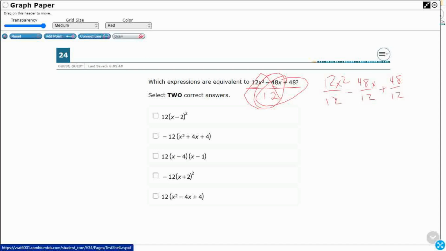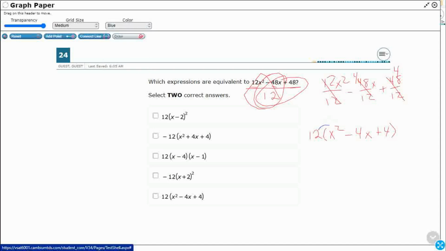Let's see what we get here. So that's just going to be x squared minus, that's going to leave a 4 there, 4x, and then that's just going to be a 4. Now, I can't just leave it like this. That's not equivalent. What I did was I factored out that 12, so I need to put that whole trinomial into one set of parentheses, and now that 12 would end up on the outside, right?